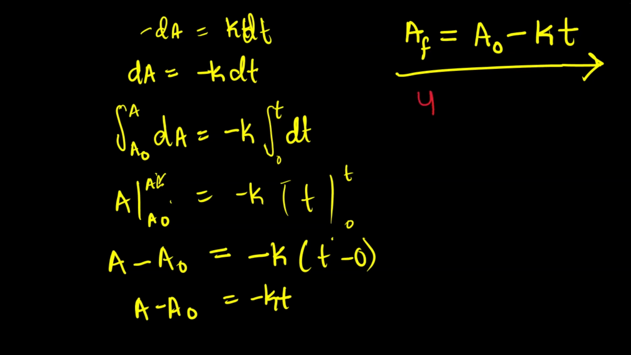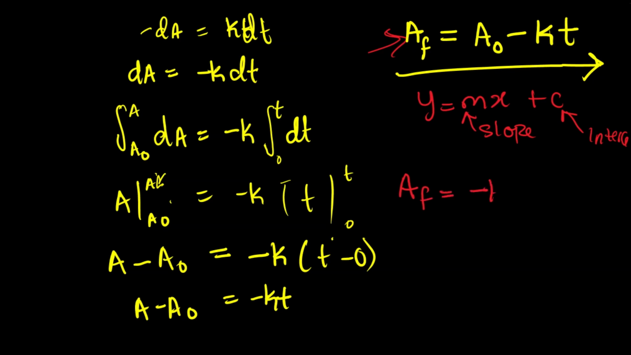Now, very quickly, there's a lot of math here, but we can remember from our general math that we have the slope-intercept equation for a straight line, which is y is equal to mx plus c. m here is the slope and c is the intercept. Now, rearranging this equation, we have that A_f is equal to negative kt plus A naught. This means that A naught is the intercept, negative k is the slope or the gradient, and t here is simply the independent variable.